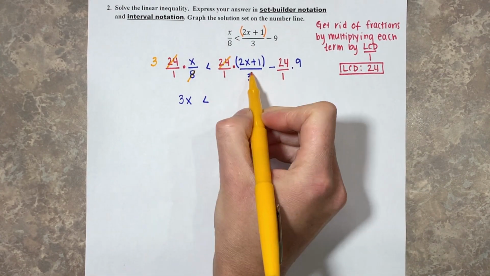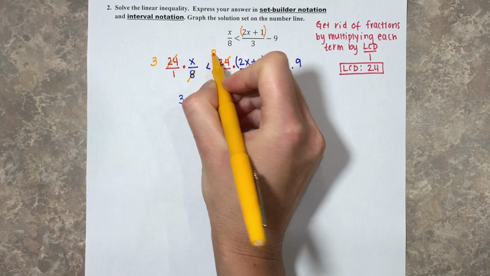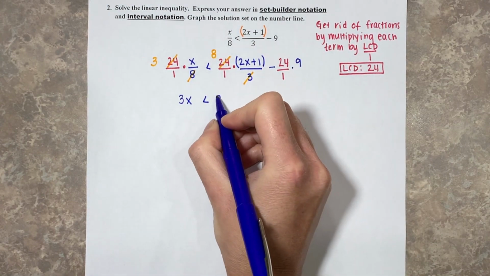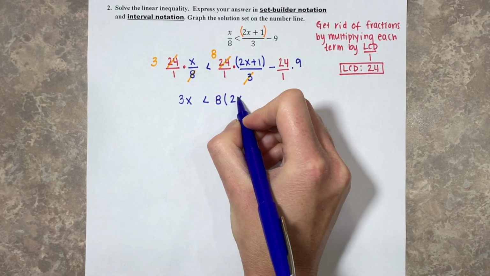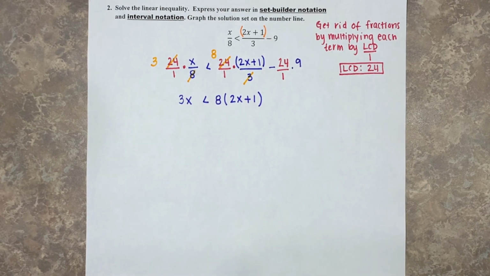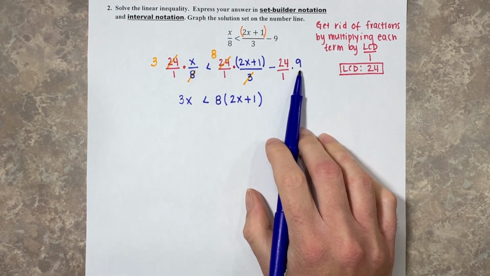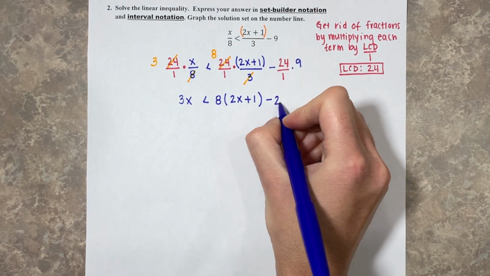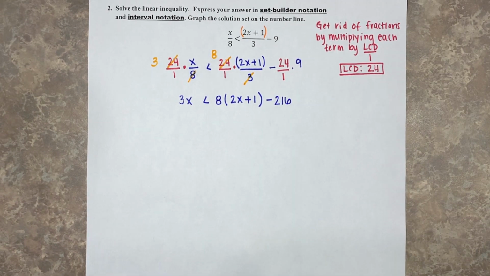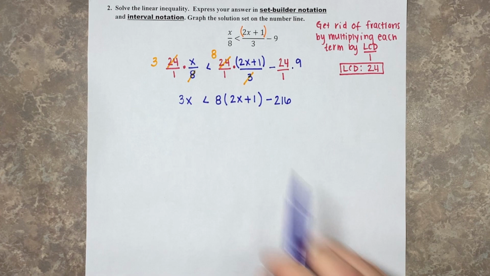And we can do that by canceling. 24 divided by 3 gives us 8. So we're left with 8 times the quantity 2x plus 1. And then if we take negative 24 times 9, that will give us a negative 216. Now we've completely gotten rid of the fractions. Now let's just simplify each side of the equation.